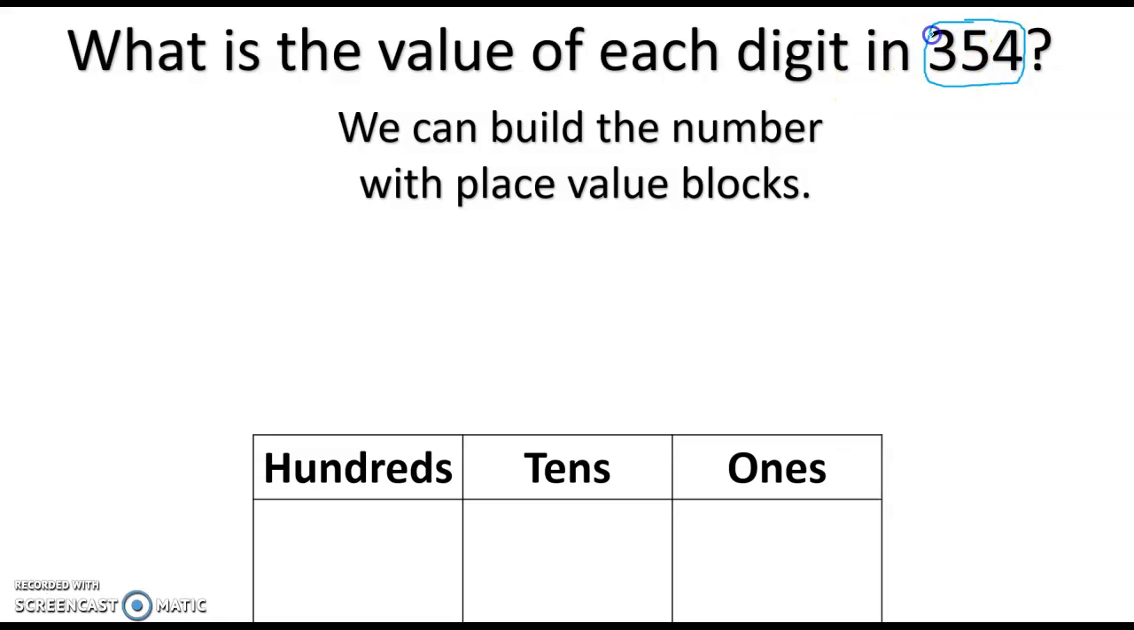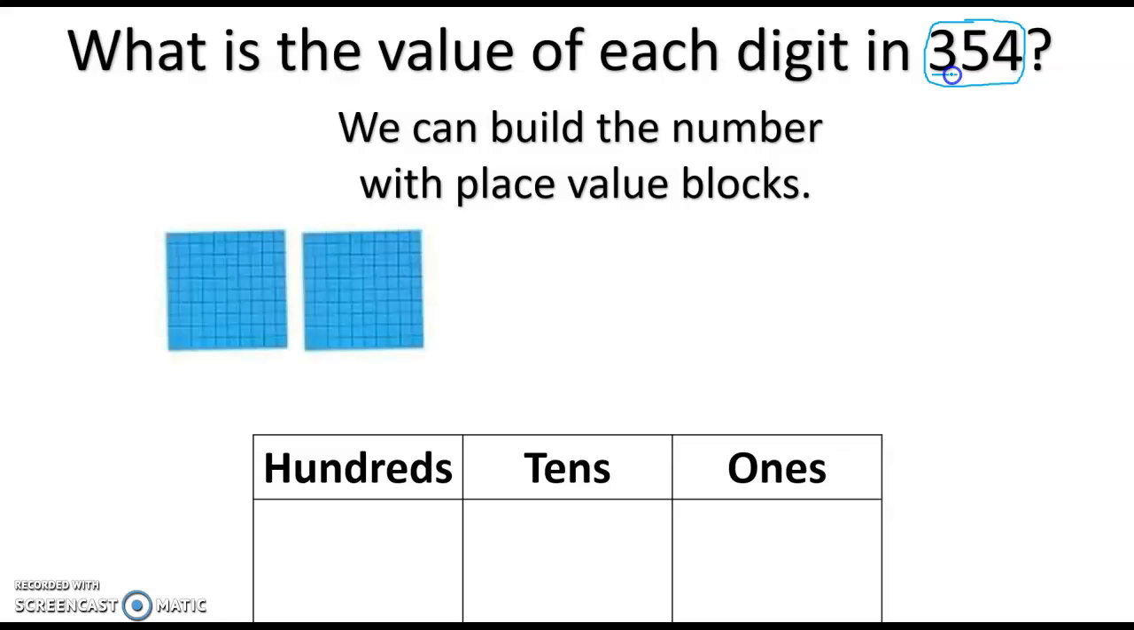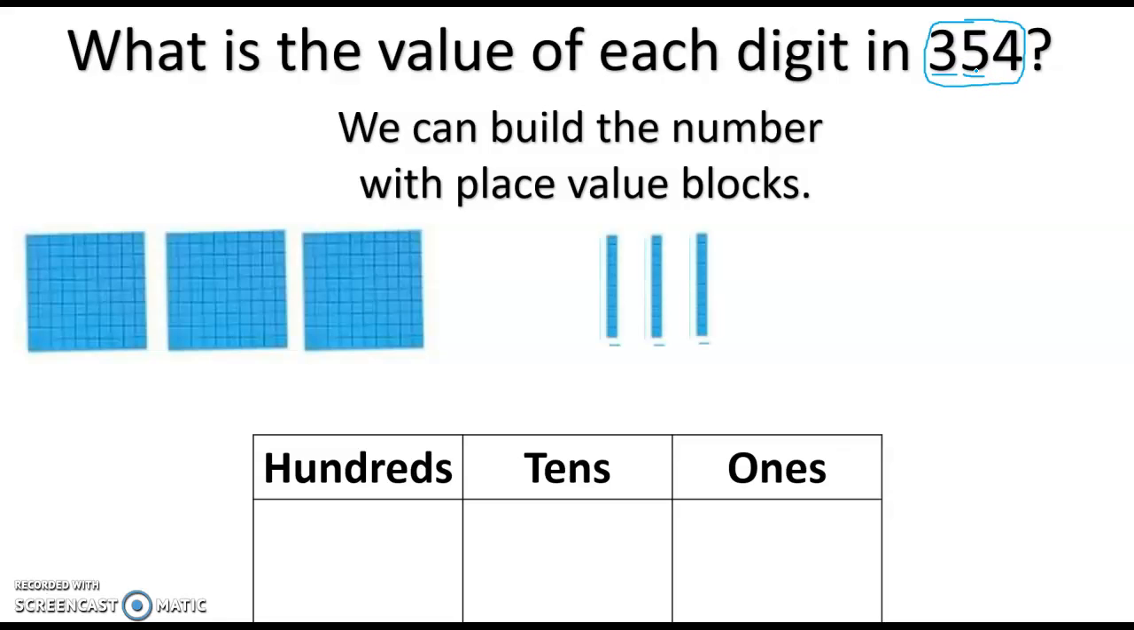So I see in my hundreds place, I have 3 hundreds. 1, 2, 3. I see in my tens place, I have 5 tens. 1, 2, 3, 4, 5. In my ones place, I have 4 ones. 1, 2, 3, 4.